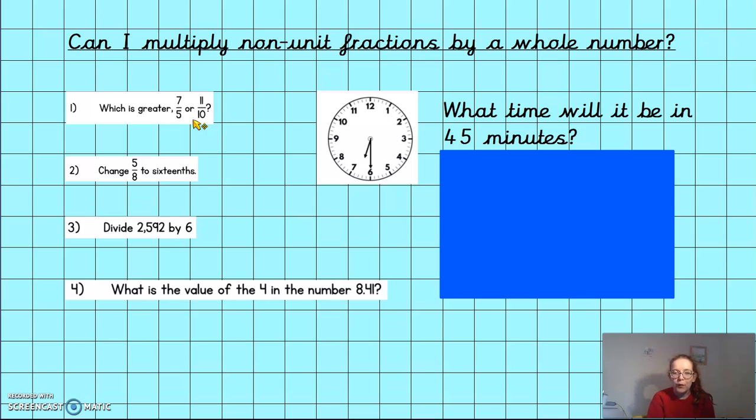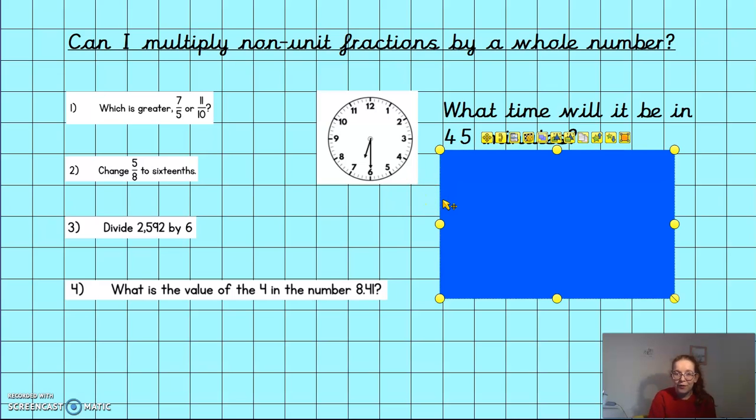But before you get going on that, could you please do the 4 arithmetic starter questions here? And your time-based question today is having a look at this clock. What time will it be in 45 minutes? Have a look at this clock. Tell me, what will the time be if it was 45 minutes later than the time on this clock? So pause me. When you're ready, you can unpause me and I will show you the answers.